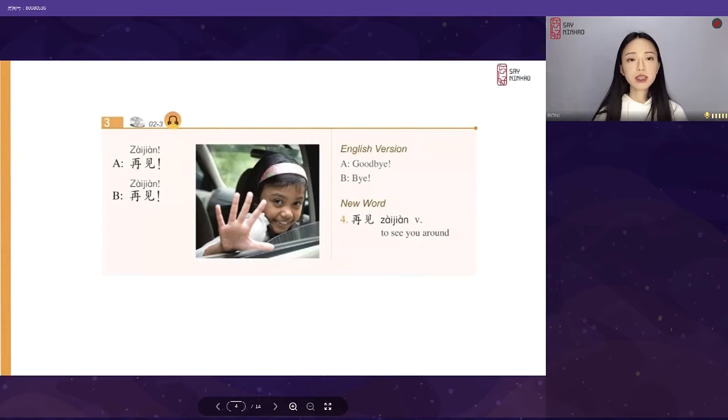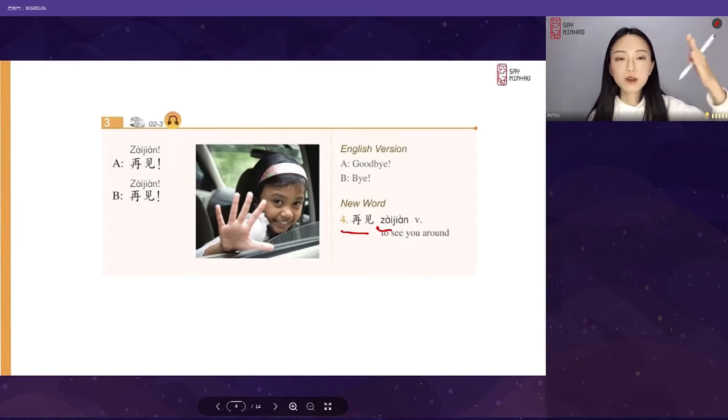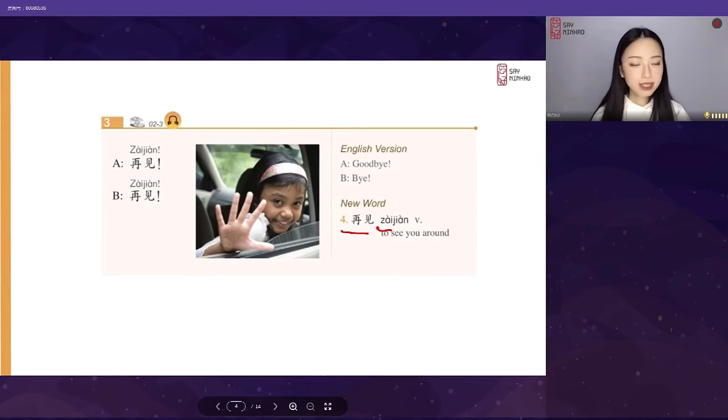Next one is about goodbyes. So the new word is 再见. The initial is z, the final is ai, the tone is fourth tone, 再. And next one, 见. The initial j, the final ian, the tone, fourth tone, 见. 再见. Read after me, 再见. Okay, it means see you again, which means goodbye, bye-bye.